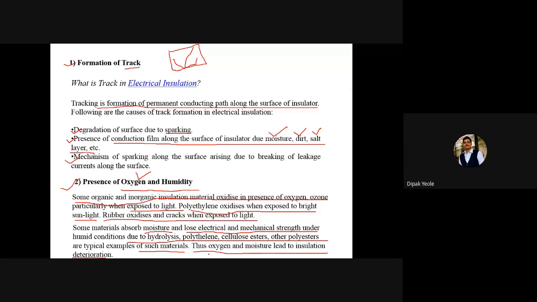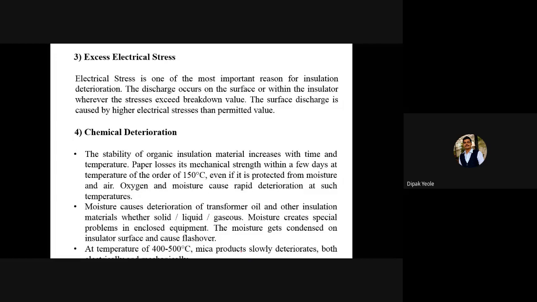तुम्हाला कळत असेल की आता ऑक्सिजन आणि सनलाइट हे जर एकत्र आलेत किंवा तिथे फॉर्मेशन झालं मॉइश्चरचं किंवा ह्युमिडिटीचं, so that can deteriorate the insulating material. Yes. The third cause or the third effect is the excess electrical stress. The electrical stress is one of the most important reasons for insulation deterioration.